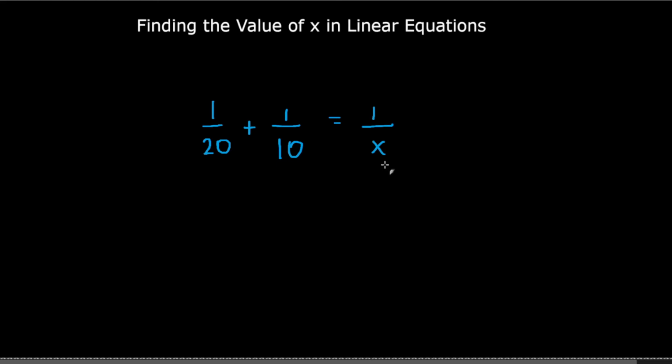Pero bago yan, mag-combine muna tayo ng like terms. Itong constants na 'to. So, 1 over 20 plus 1 over 10 is just equal to 3 over 20. So, I'm assuming na marunong na kayo mag-add ng fractions. Pero kung hindi, pwede nyo namang i-check yung video namin about dun. Okay, so, bring down lang natin 'to. Equals 1 over x.